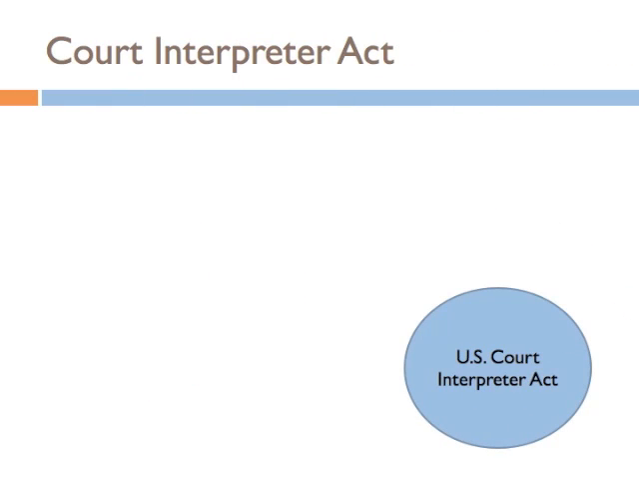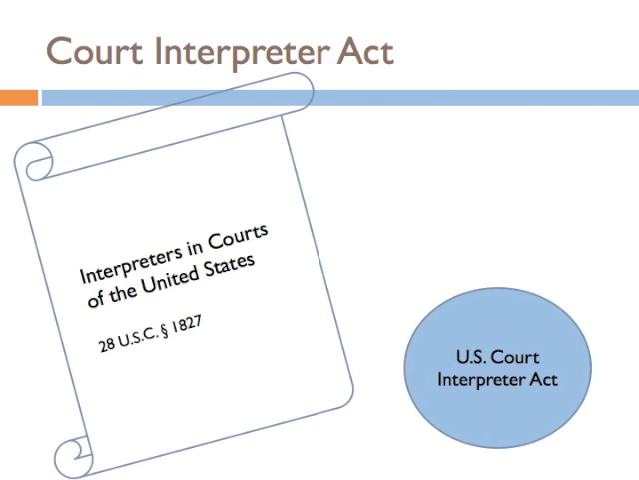The U.S. Court Interpreter Act, 28 United States Code, Section 1827, entitled Interpreters in the Courts of the United States, commonly referred to as the U.S. Court Interpreter Act, governs the use of interpreters for proceedings conducted in federal courts. The Act establishes that the Director of the Administrative Office of the United States Courts shall establish a program to facilitate the use of certified and otherwise qualified interpreters in judicial proceedings instituted by the United States. And it provides for the provision of interpreter services in proceedings initiated or instituted by the United States.